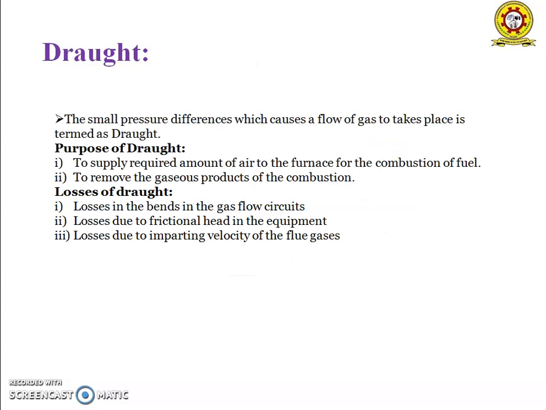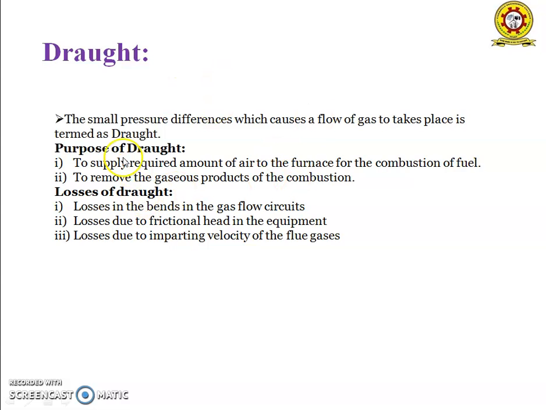Next one is draught. What is the definition of a draught, and why is the draught needed? The rate of steam generation in the boiler depends upon the rate of fuel burnt, which further depends upon the availability of fresh air supplied to the combustion chamber. In order to maintain the continuous flow of fresh air into the combustion chamber, it is necessary to exhaust the products of combustion from the combustion chamber through a chimney into the atmosphere. So the difference of pressure which causes the flow of gases to take place is known as the draught.